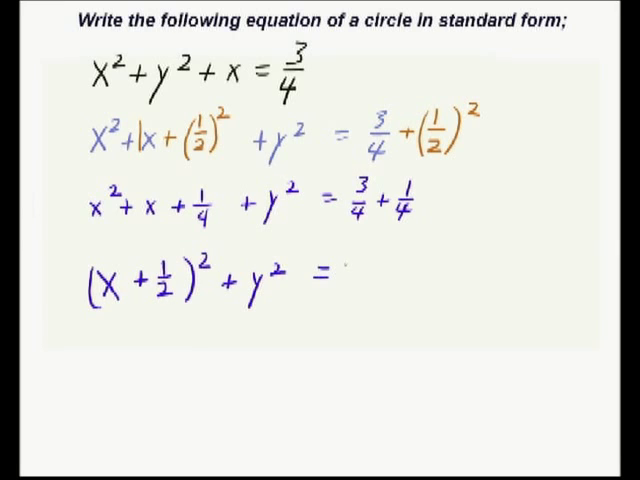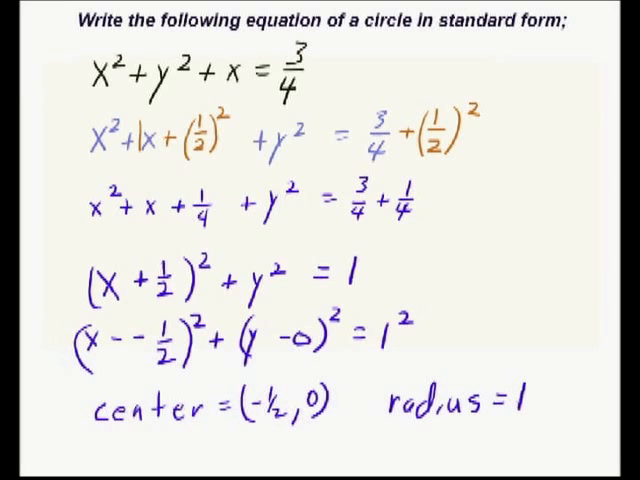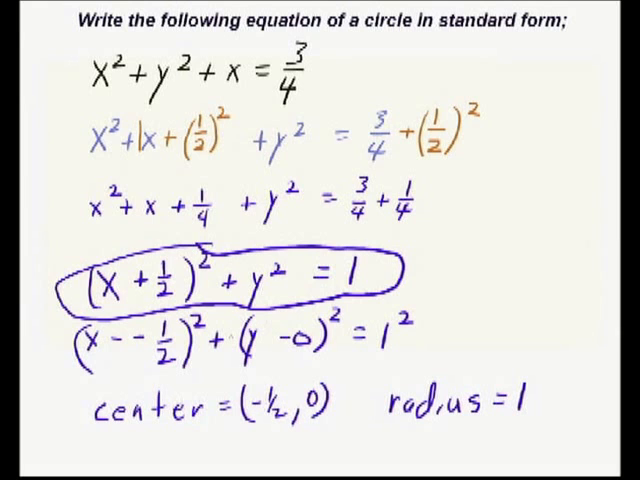Now the y I didn't have to do anything with. Y squared equals 1. I'm going to rewrite this in standard form with the minus and minus just so you can clearly see what the center is. So this is the equation of a circle whose center is at the point (-1/2, 0), and whose radius is equal to 1. And this is going to be the standard form for the equation of this circle.